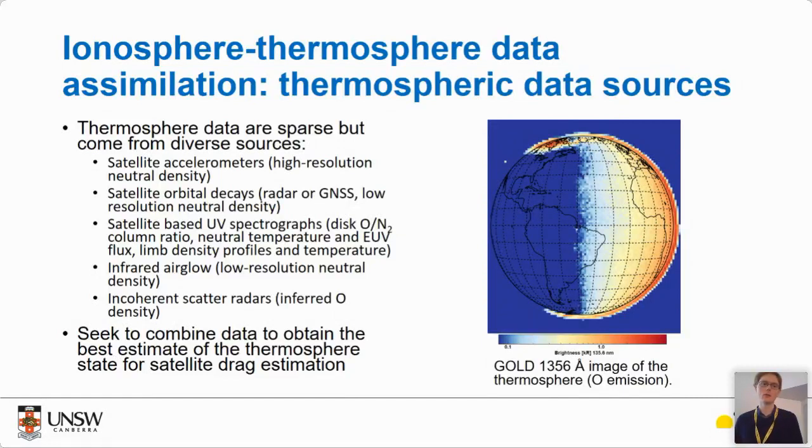There are satellite accelerometers and measurements of satellite orbital decay, which measure densities along an orbital track. There are also a small number of UV spectrographs, which observe the state of the thermosphere. There are ground-based measurements of infrared airglow, and measurements from a small number of incoherent scatter radars, which can infer oxygen density. The question is how to combine the data to obtain the best available estimate of the thermosphere state.